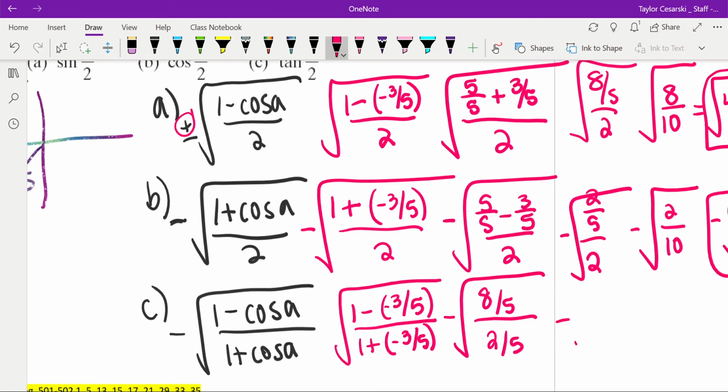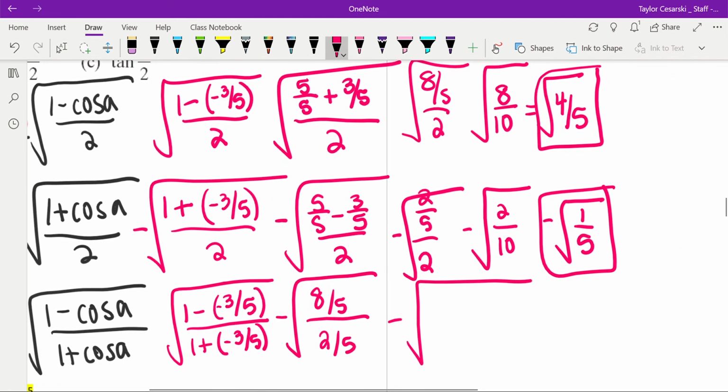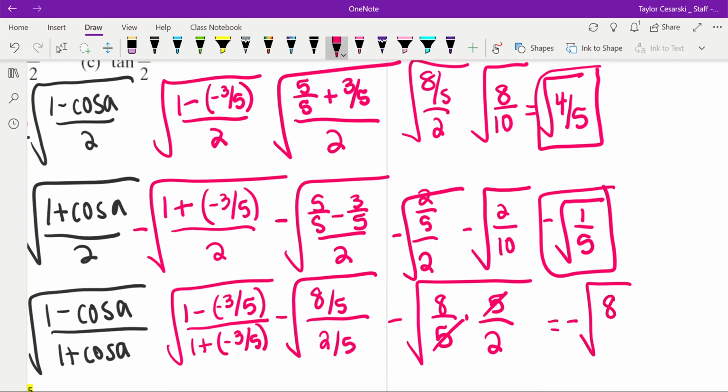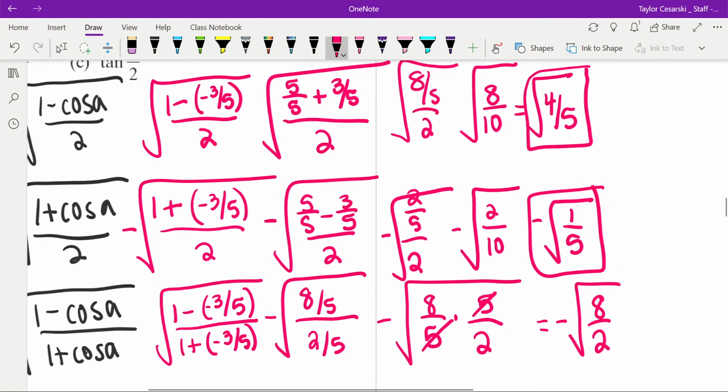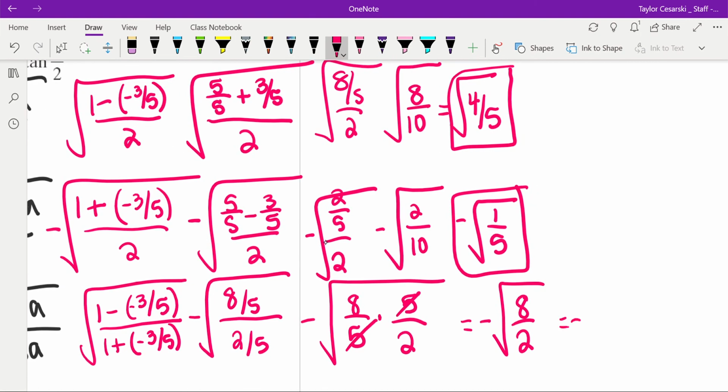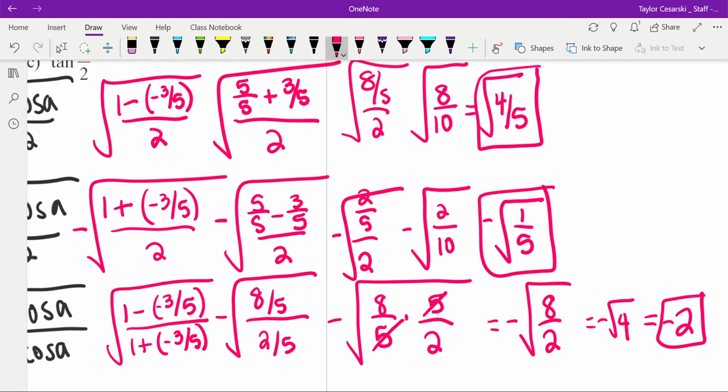All right, so I'm going to do some keep, change, flip right here. So 8/5 divided by 2/5. So I keep 8/5, I change division to multiplication. Okay, and so I can cross out my 5's. So I get negative square root of 8 over 2. Well, 8 over 2 is just 4. Negative square root of 4 is negative 2. So that's the answer for tangent of A over 2.